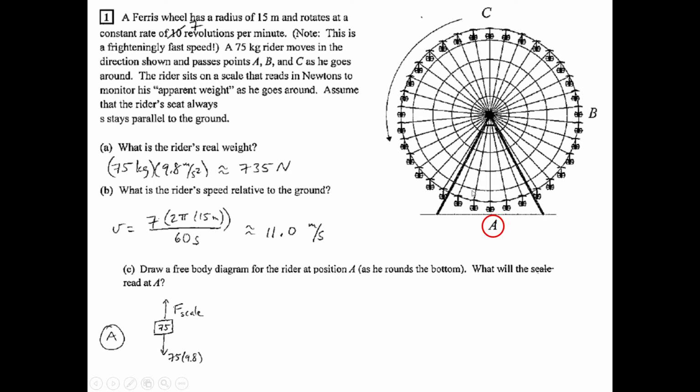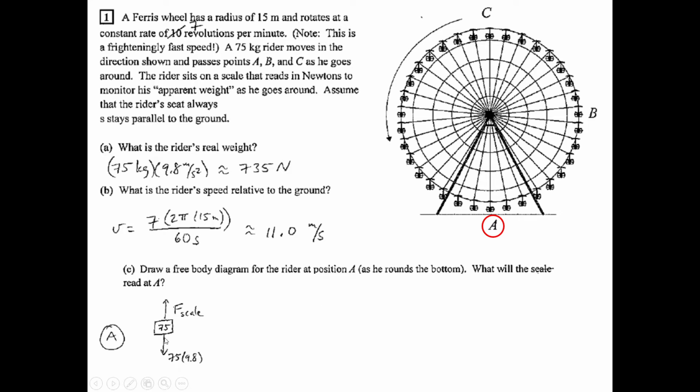So we're down at point A. You're imagining maybe you're the rider at point A, sitting on a scale. Your feet aren't touching the floor, so all of your weight, or apparent weight, whatever force you're putting downward on something, is on the scale. And so what's our free body diagram look like?